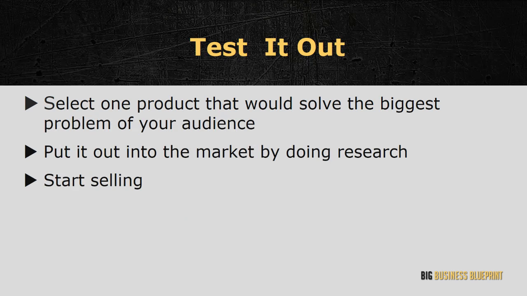You do this by selecting the one product that would solve the biggest problem of your audience. Put it out into the market by doing research and asking your audience if they would buy it and actually start selling it. Collect the money, and then you create the product. Yes, sell first, collect the money, and then create the product.